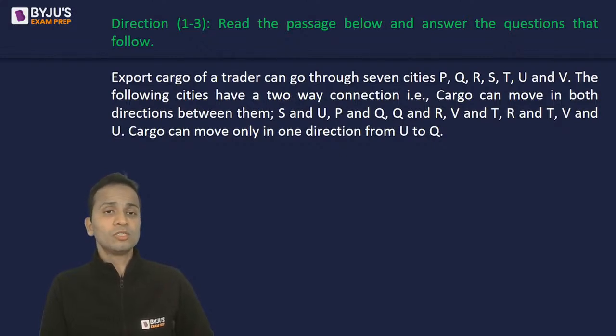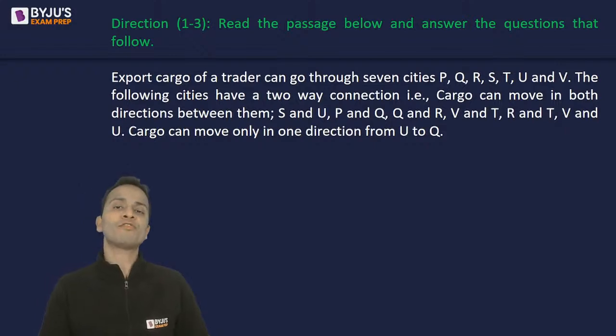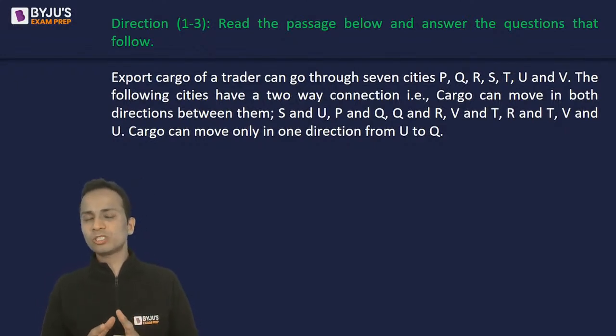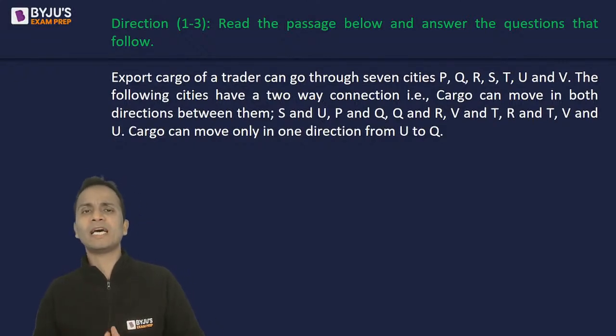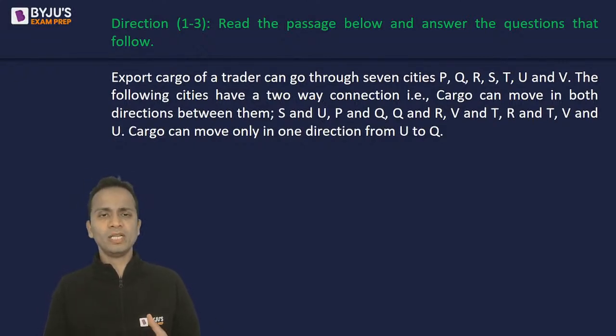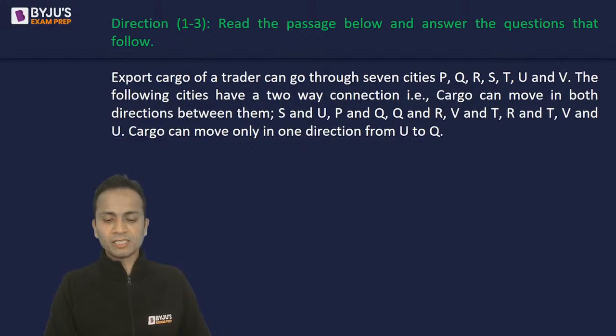Also there is one-way direction, so cargo can move only in one direction from U to Q. So there are some bidirectional routes in which the flow is in both the directions, and there are some unidirectional links as well in which the cargo can move only in one direction. So the first step will be to draw this route chart.